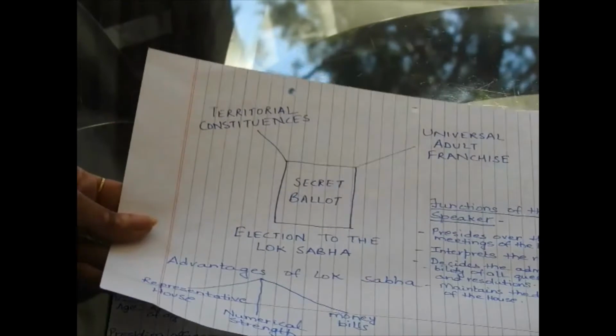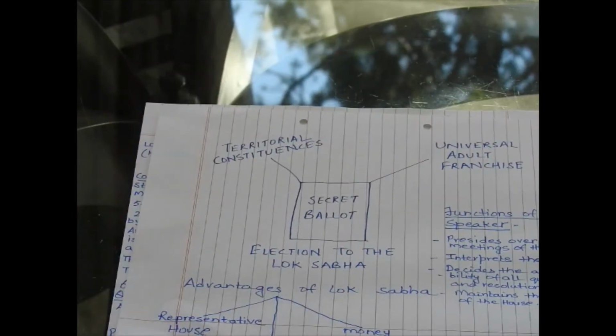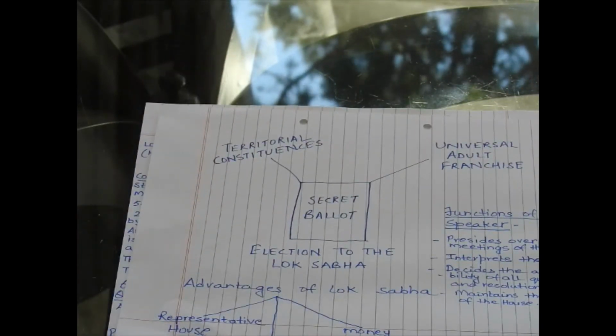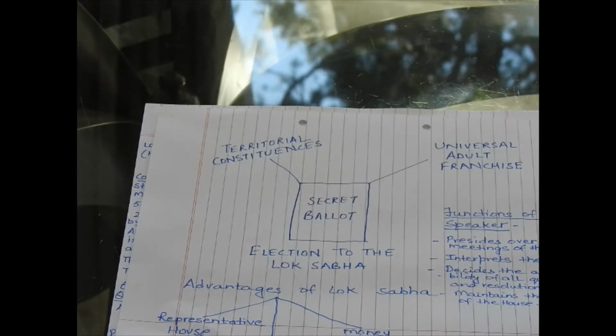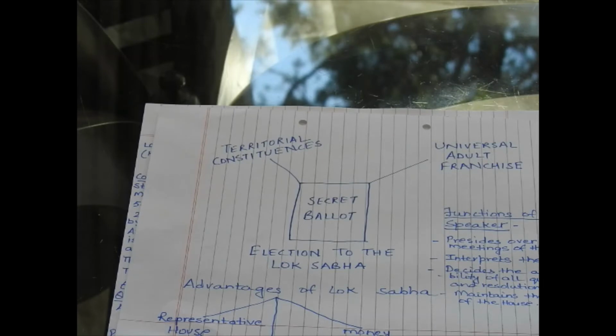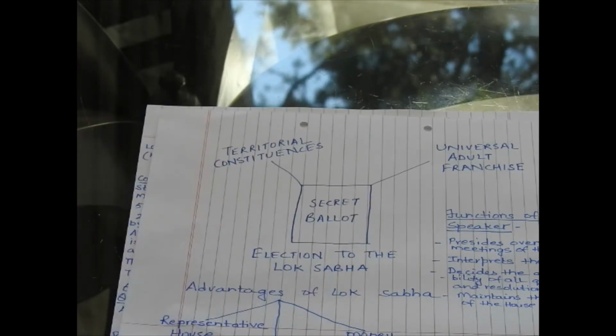Now let us come to the first house, Lok Sabha, which is the House of the People. See how the elections are contested to Lok Sabha. First of all, this is very important: secret ballot. Elections in India are held by secret ballot. The secret ballot system has been devised so that the voters may cast their votes secretly in favor of a candidate of their own choice without any fear. So that's why we have this secret ballot.